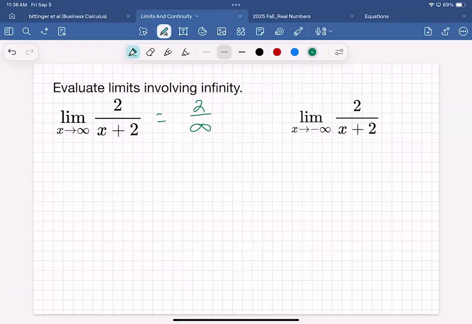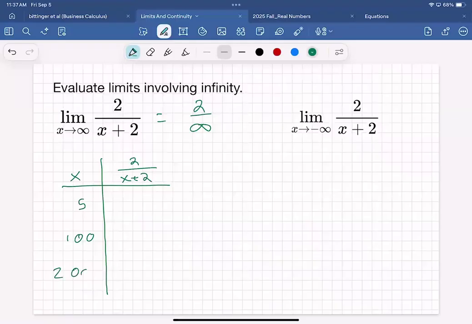This is where a table will help us better understand though. We could take our expression and say, hey, if I'm going to take values of x and plug it into here, and to see what that pattern looks like as x grows, we can go plug in, say, 5, 100, 2,000. Just picking random numbers, okay?